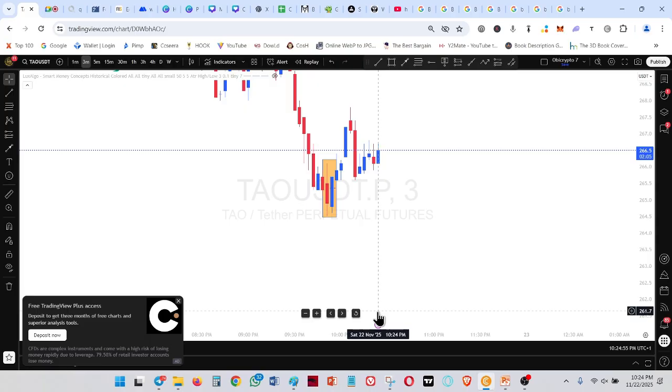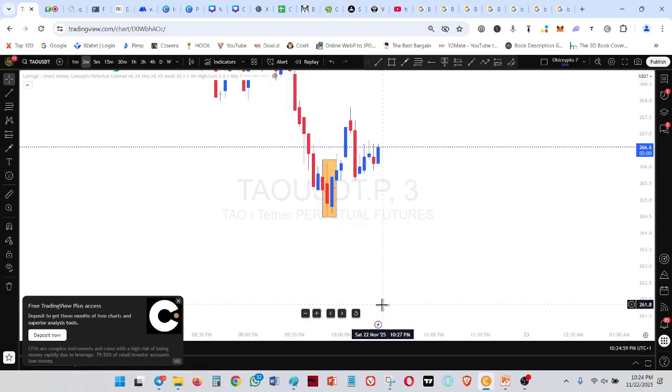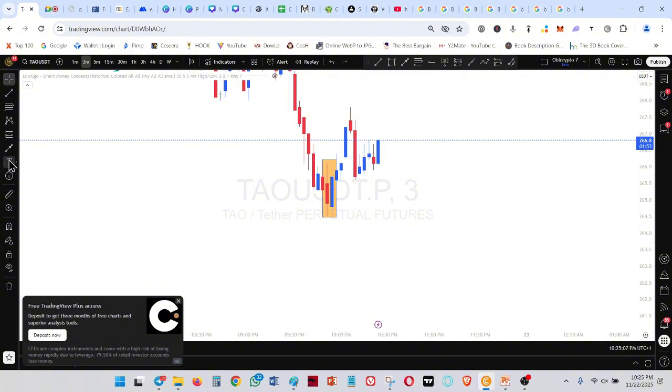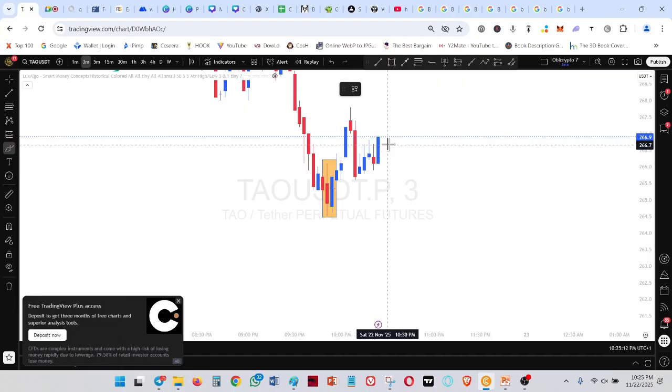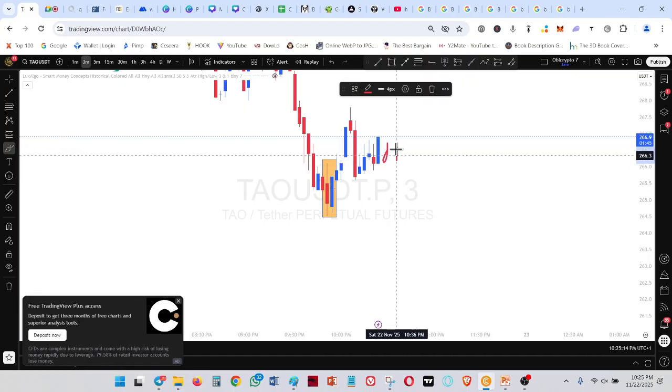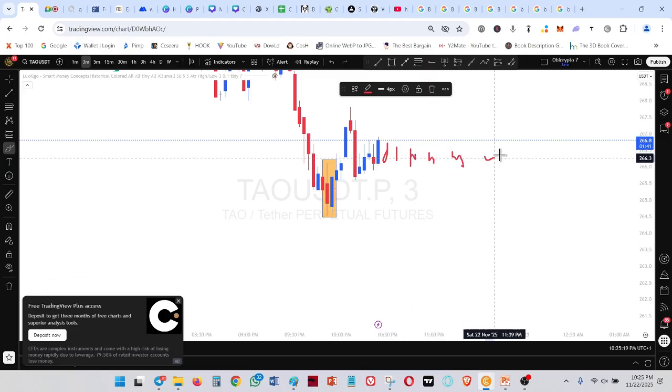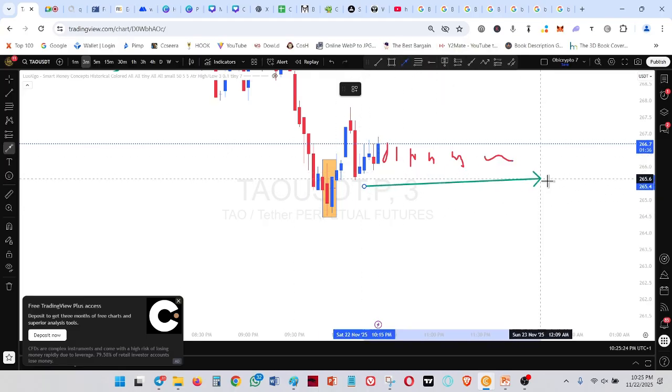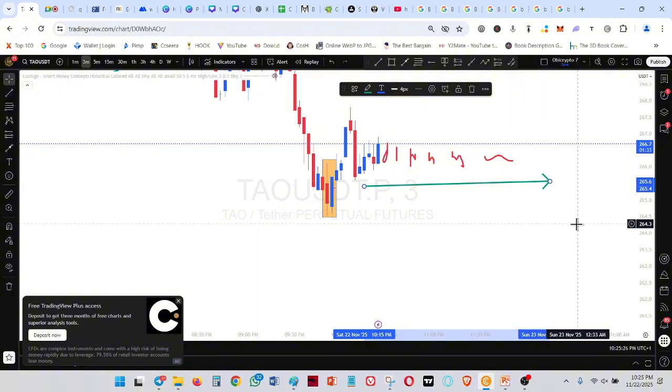So now, if this candle closes, the next one will form like this. If this candle closes, the next one will form here. The next one will form here, and the next one here. So that means we are moving from left to right.